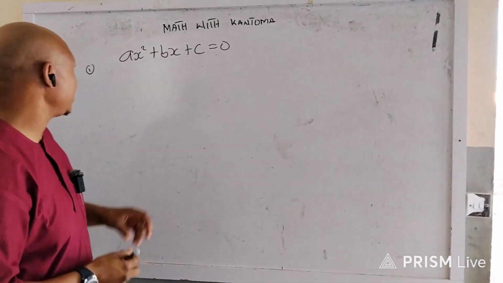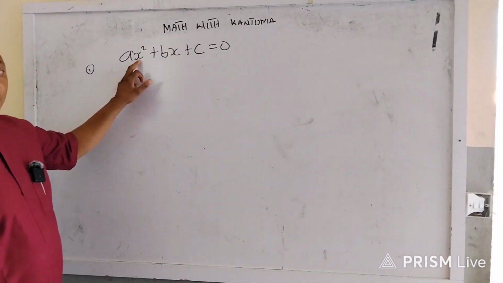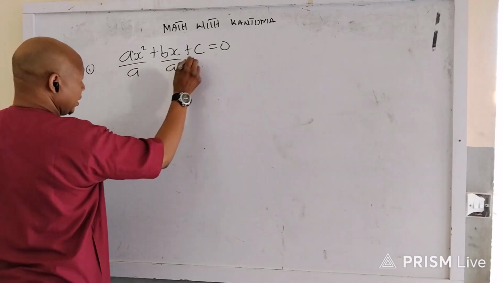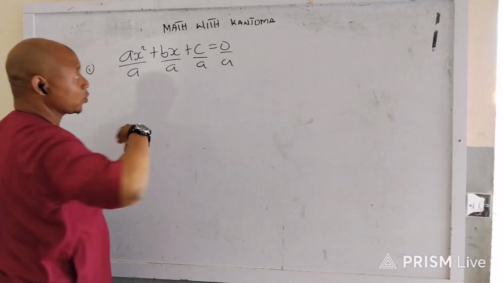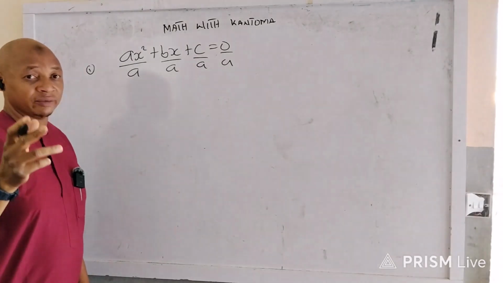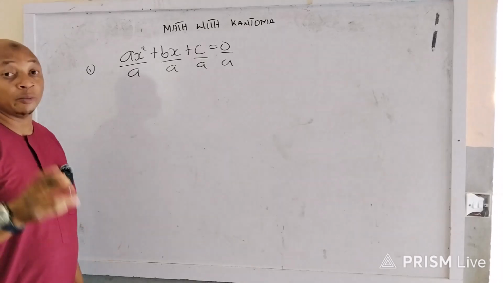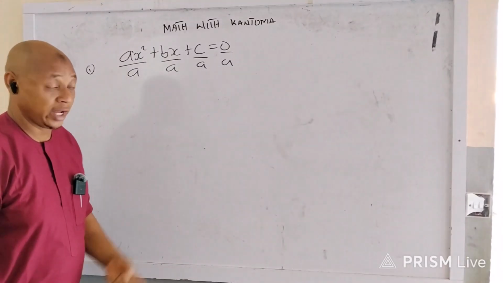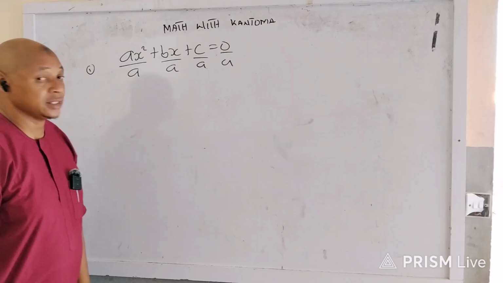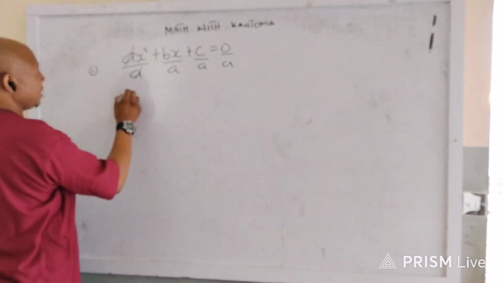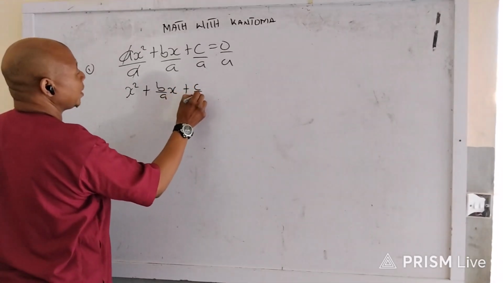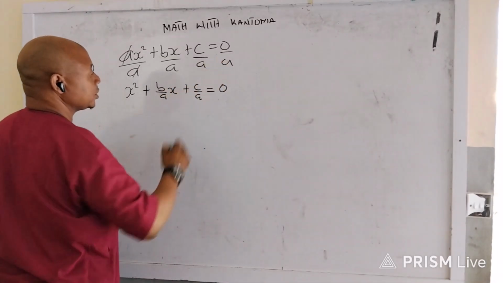So now we said if the highest power of x has a coefficient, we are going to divide through by that coefficient. So here we are going to divide through by the coefficient, which is a. And this is applicable to all quadratic equations that you are solving which involve the completing the square method. You are going to divide through by the coefficient of the highest power of x, meaning we are dividing each term by this a, so that this a will cancel this a, and what will be left is x squared plus b over a x plus c over a is equal to 0.